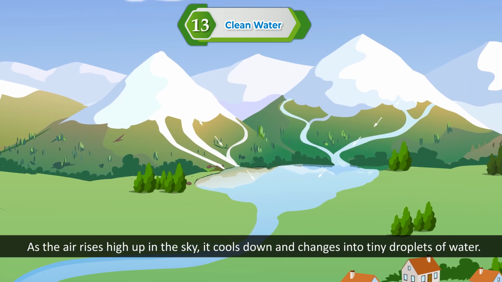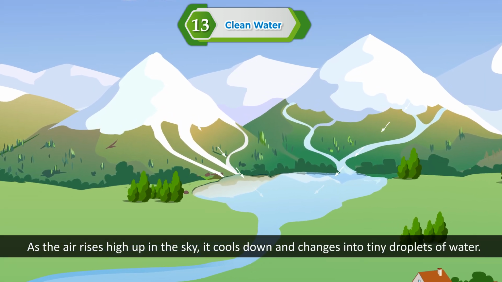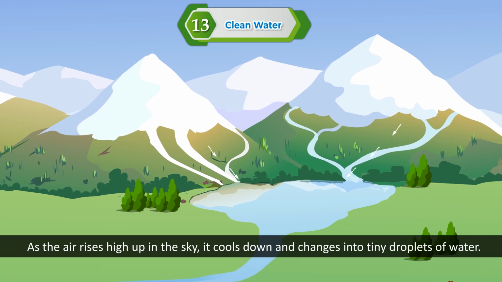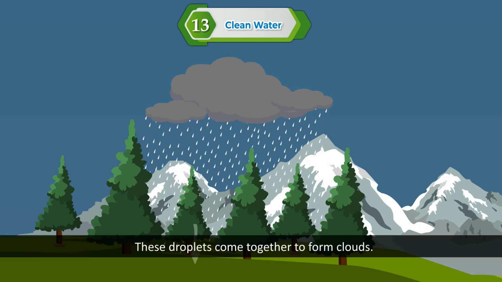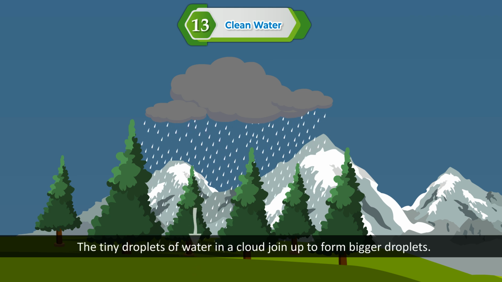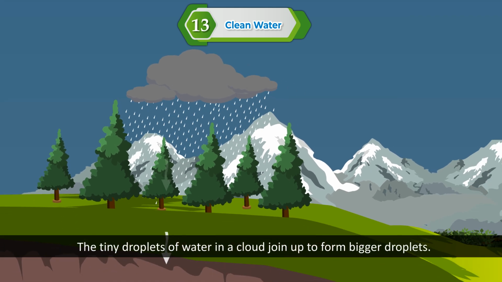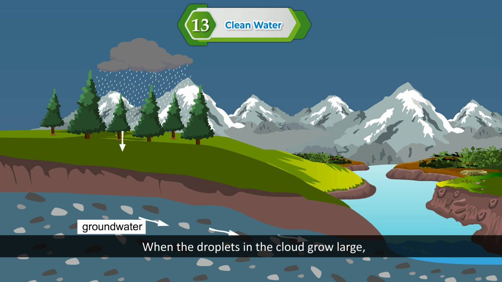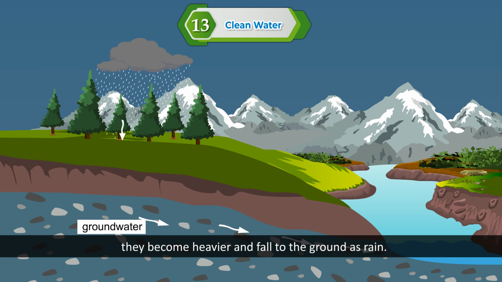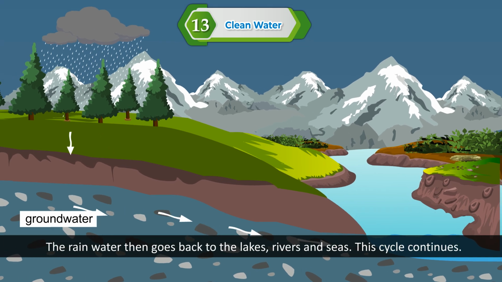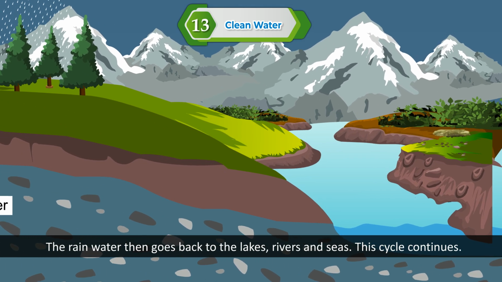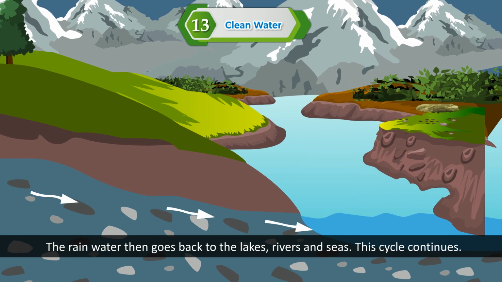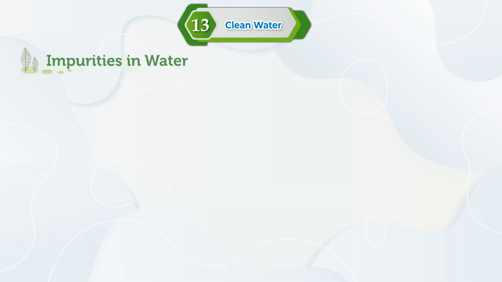As the air rises high up in the sky, it cools down and changes into tiny droplets of water. These droplets come together to form clouds. The tiny droplets of water in a cloud join up to form bigger droplets. When the droplets in the cloud grow large, they become heavier and fall to the ground as rain. The rainwater then goes back to the lakes, rivers, and seas. This cycle continues.